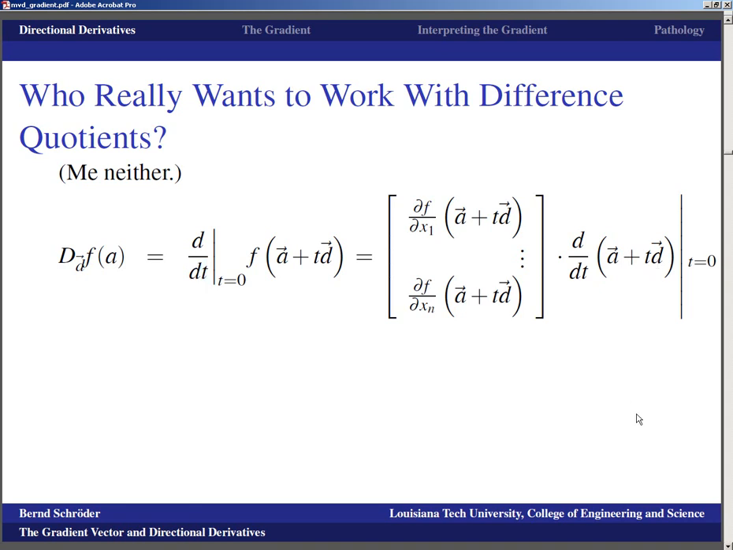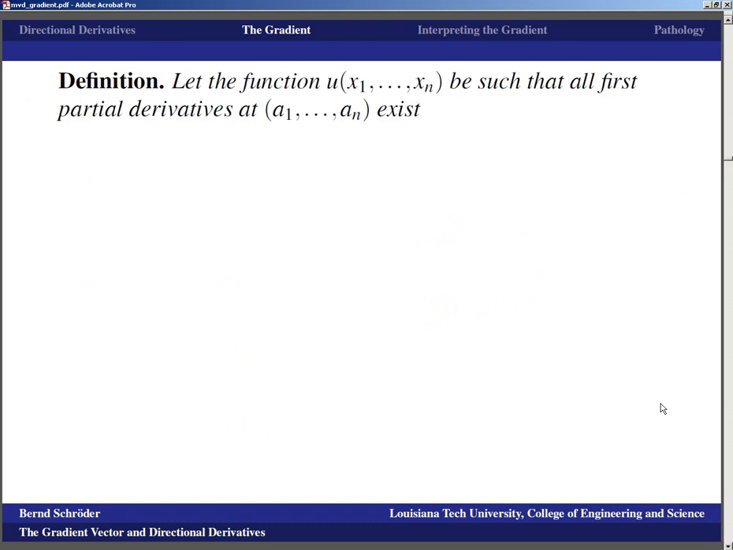Okay, so that is really nice because that shows us a much simpler computation for directional derivatives than the difference quotient. There we go. If we plug in t equals 0, of course, this is just df/dx1 of a all the way through df/dxn of a, dot product with the direction vector d. And so here's the definition.